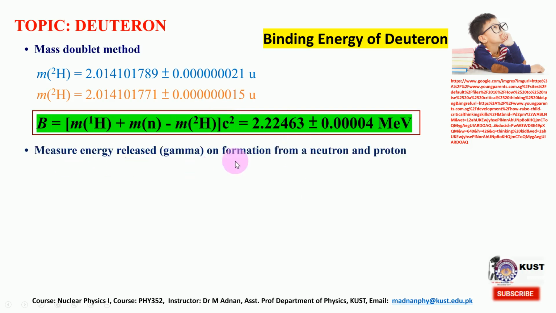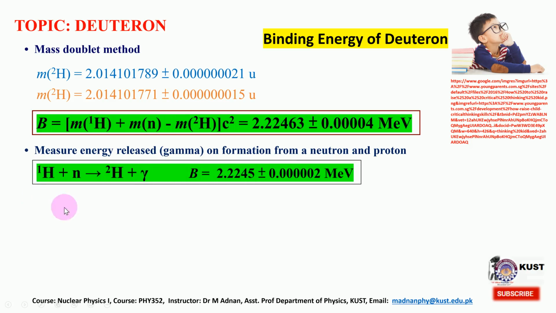Now the second procedure through which you can verify this binding energy, which is 2.2 mega electron volt, is the measured energy released by gamma rays on the formation from a neutron and proton. That is, if one brings a proton and a neutron close together so that it fuses to a deuteron, the energy released in the form of gamma rays will be equal to 2.2 mega electron volt.